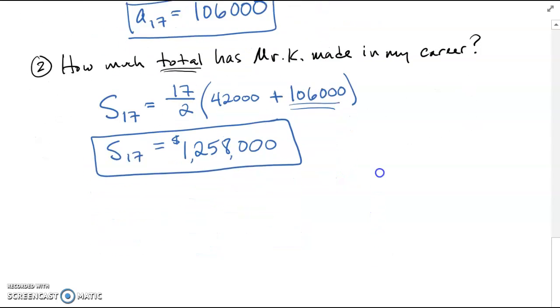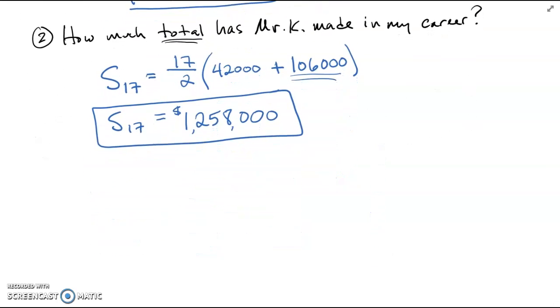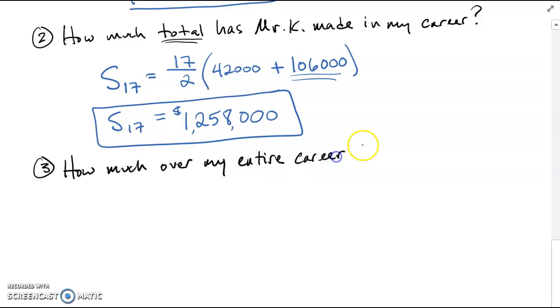So now just for fun, go one step further. How much will I make over my entire career, hoping to be around about 37 years total, not from now, but 37 years total from when I started. All right, so there we go. So now we're going to find what is S sub 37.